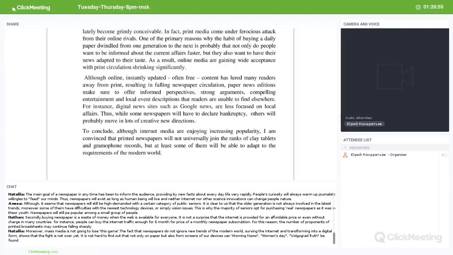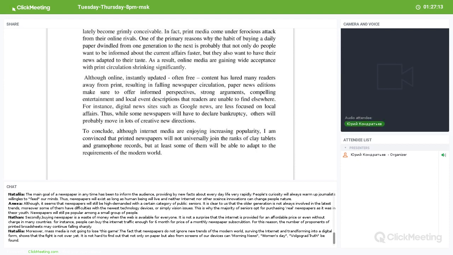To conclude, although internet media are enjoying increasing popularity, I'm convinced that printed newspapers will not universally join the ranks of clay tablets and gramophone records, but at least some of them will be able to adapt to the requirements of the modern world. Okay, and here is Natalia's example.